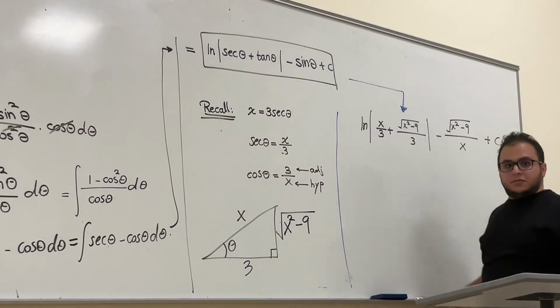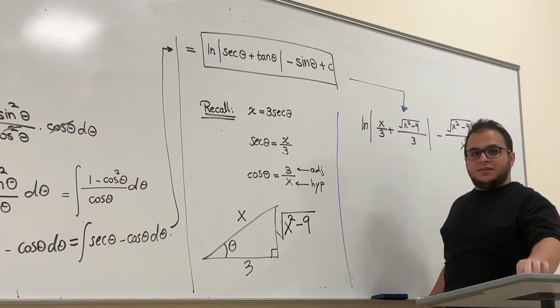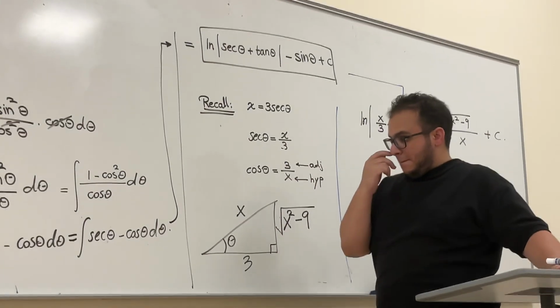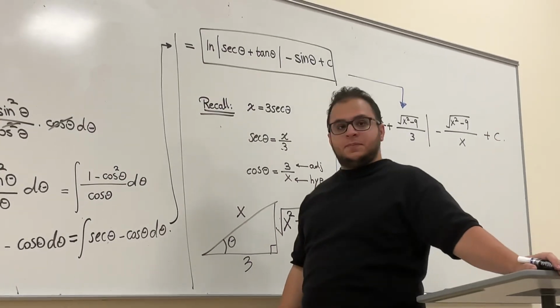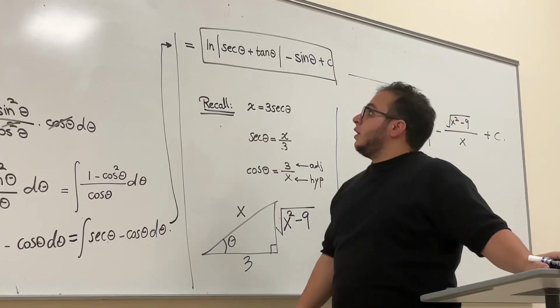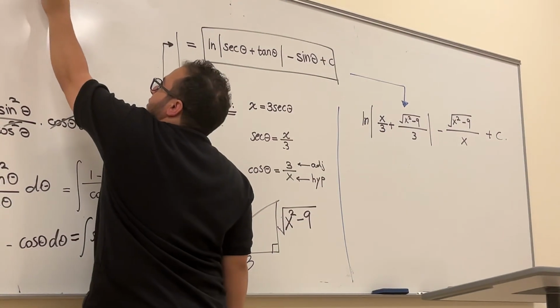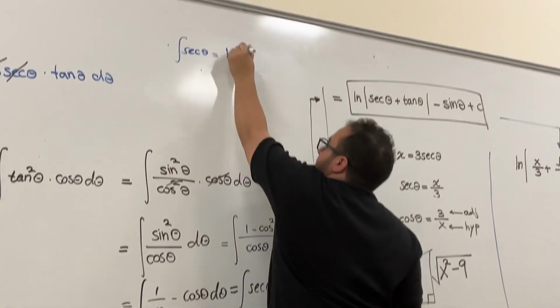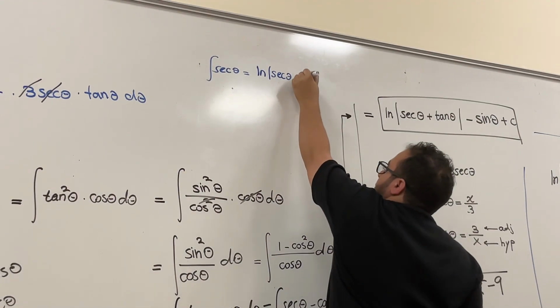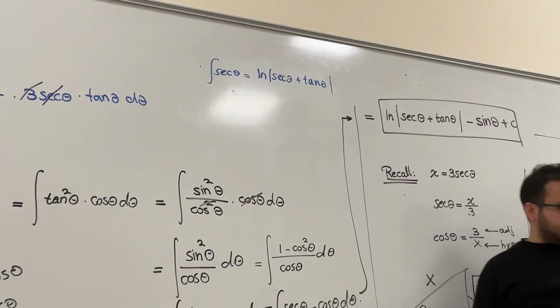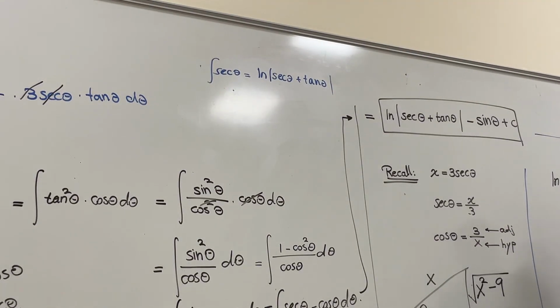When you finished integrating secant theta minus cosine theta, how did it become ln? It's a rule. Integration of secant theta is a rule. It's basically ln of secant plus tan. You don't need to know where this came from. It's fine. Okay, it's a rule.